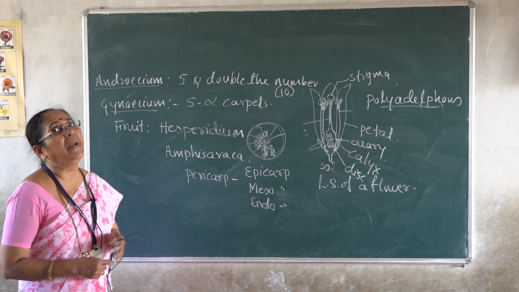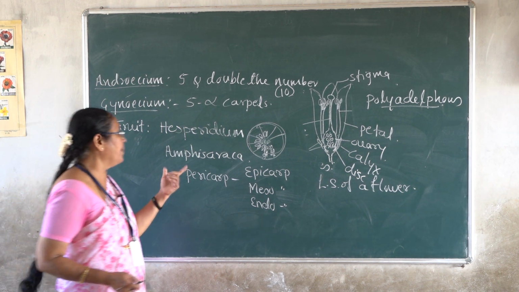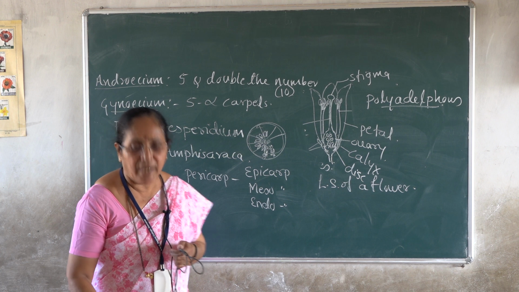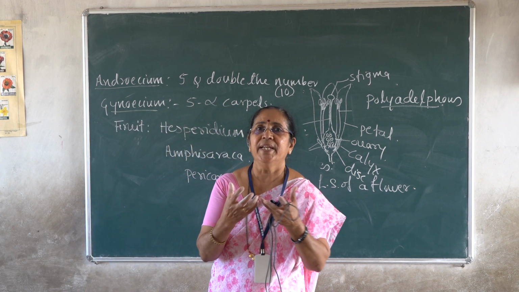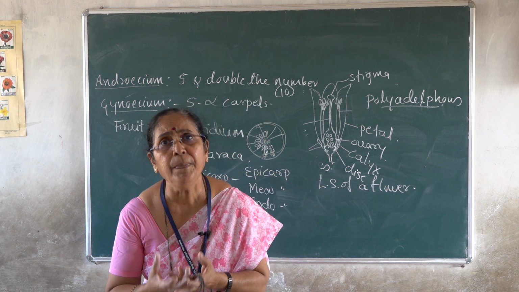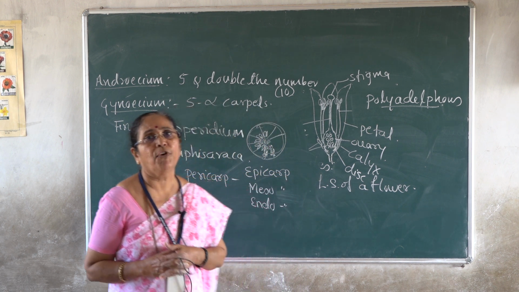Amphisarca is found in bael, patri. Patri fruit is an example for Amphisarca, where we find a very hard shell-like outermost covering of the fruit and a pulpy, juicy type of pulp inside the fruit. That is an example for Amphisarca.